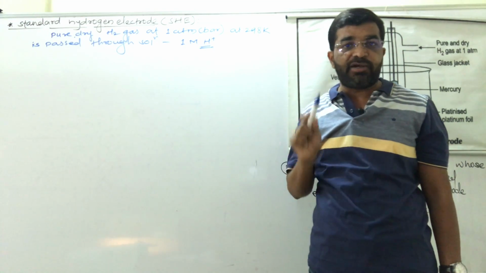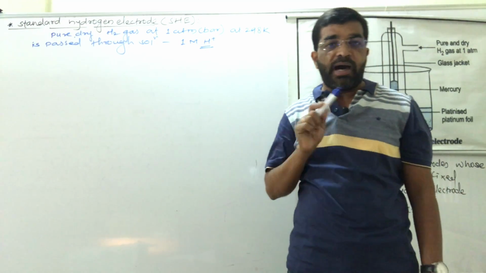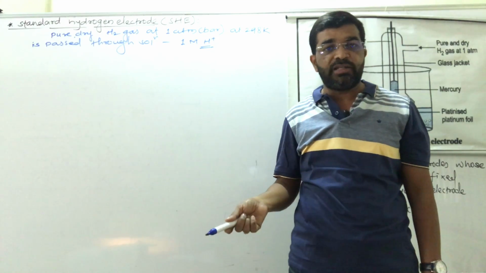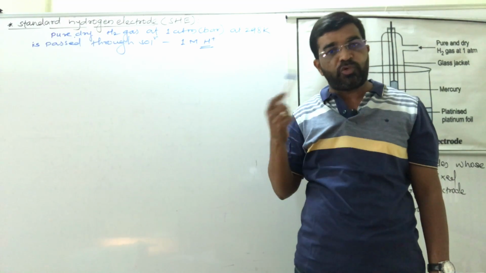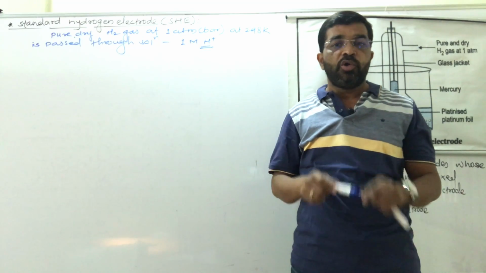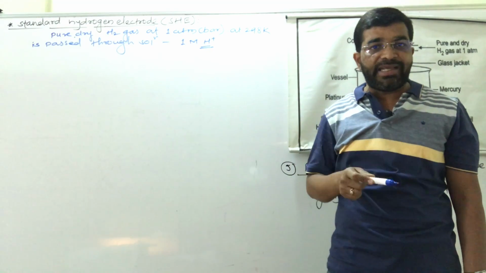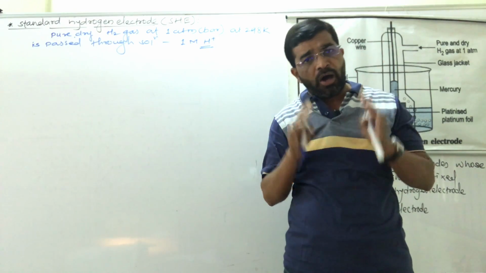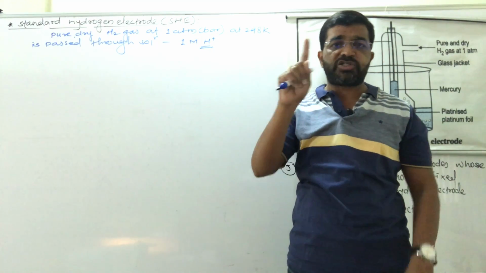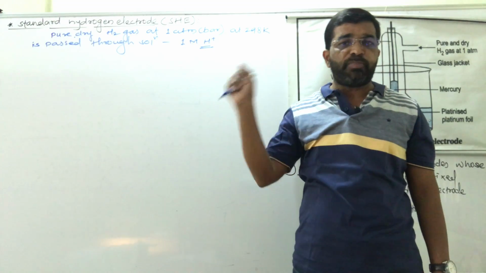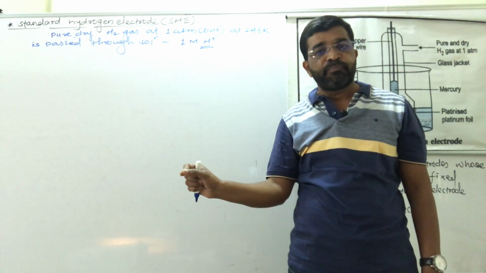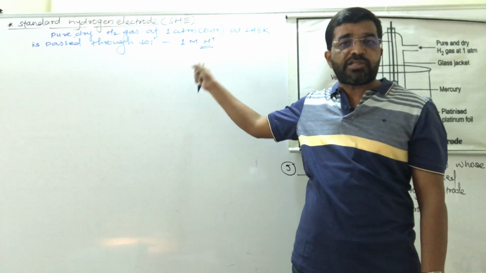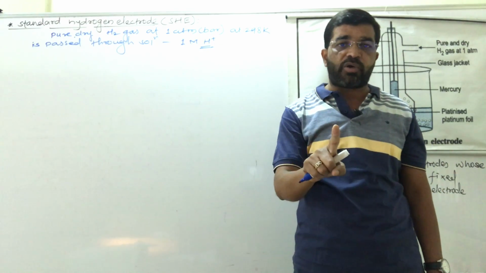Pure and dry hydrogen gas is bubbled around the platinized platinum foil at 1 bar pressure and 298 Kelvin temperature through a solution containing 1 molar concentration of H+ ion. Here all conditions are standard: pressure 1 atmosphere, temperature 298 Kelvin, and concentration is unit activity, that is 1 molar concentration.